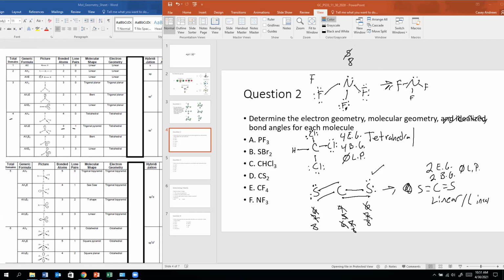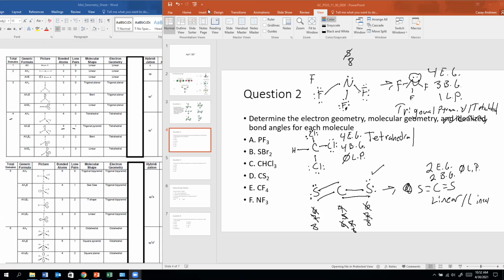Looks like this. Excuse me. So we have 4 electron groups, right? Lone pair, 3 bonds. So 4 electron groups. 3 of those are bonding groups. 1 is a lone pair. So we're going for 4, 3, 1 again. 3 bonded, 1 lone pair. So this is trigonal pyramid. That's our molecular shape. And the electron shape is tetrahedral. Right.